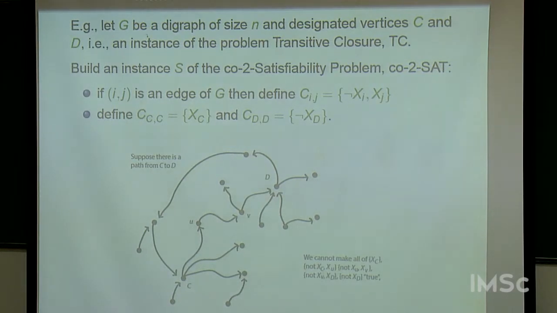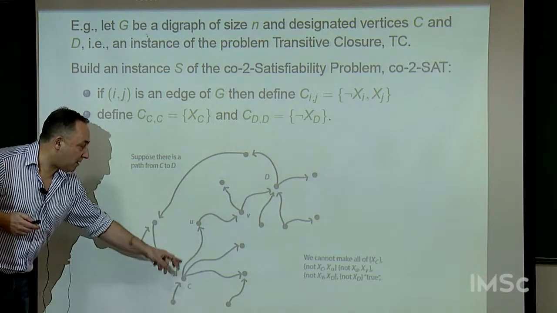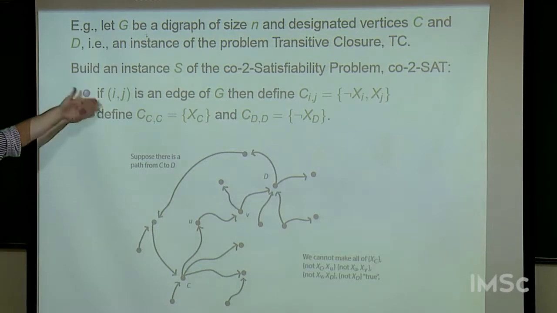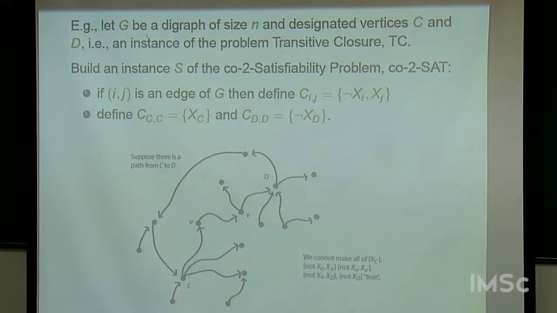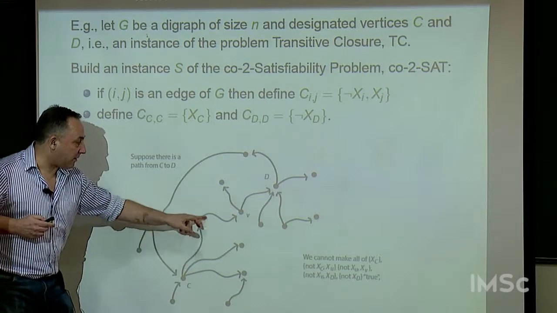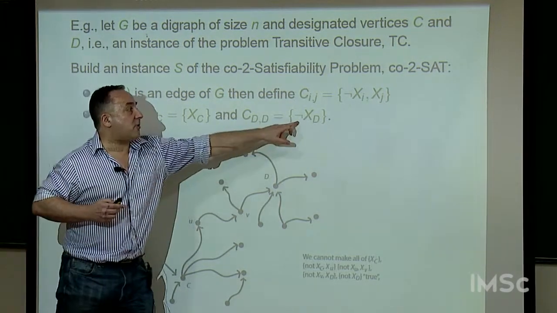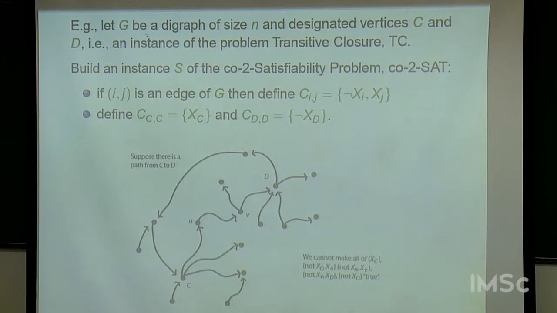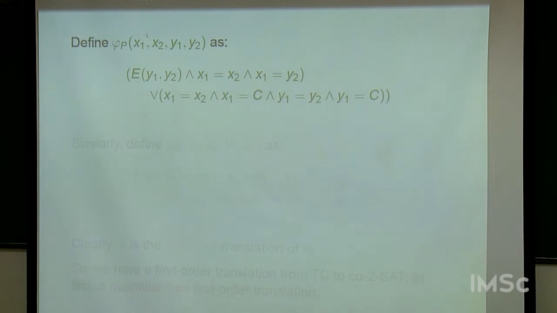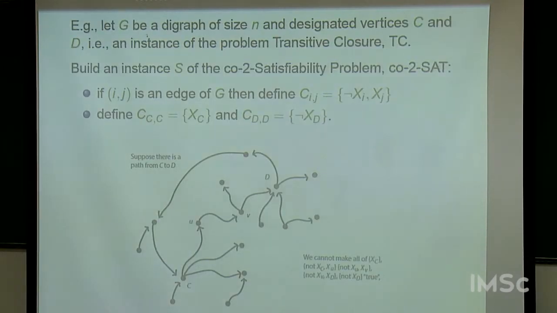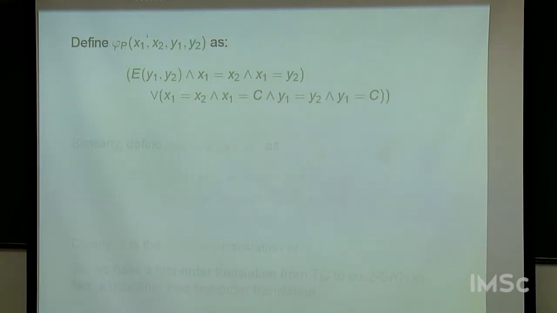On the other hand, if I have a path in my source structure, there's no way that I can make these clauses satisfiable, because going along the path from C to D, it'll screw up that assignment. Simple little undergraduate exercise there. But I want to describe this translation using logic, using my logical framework.